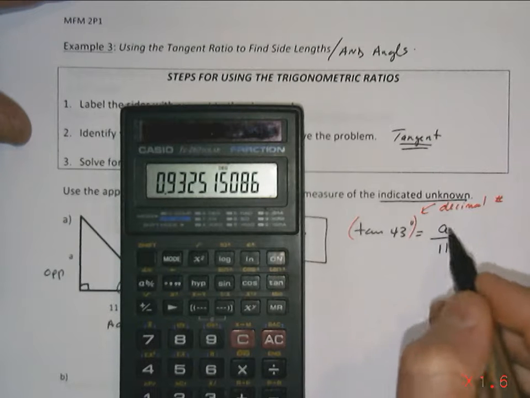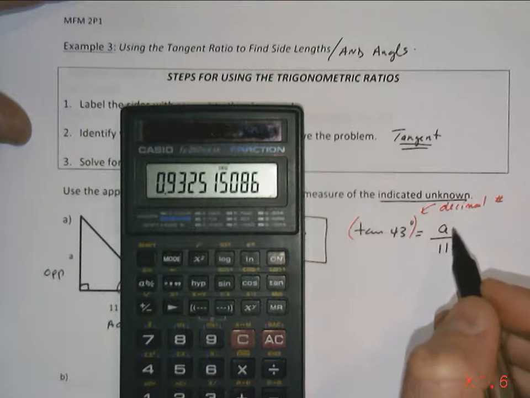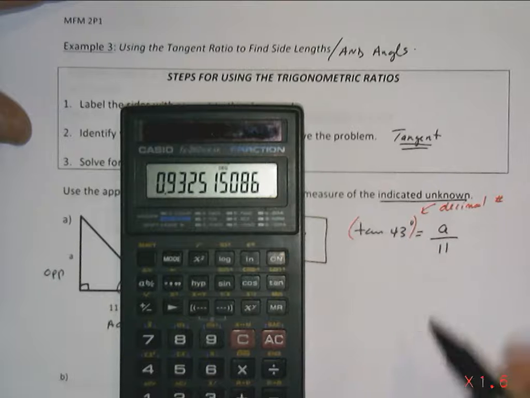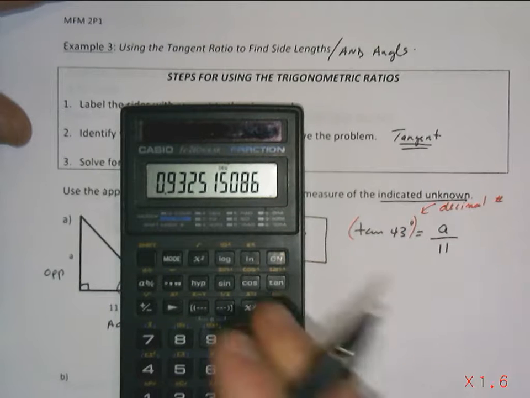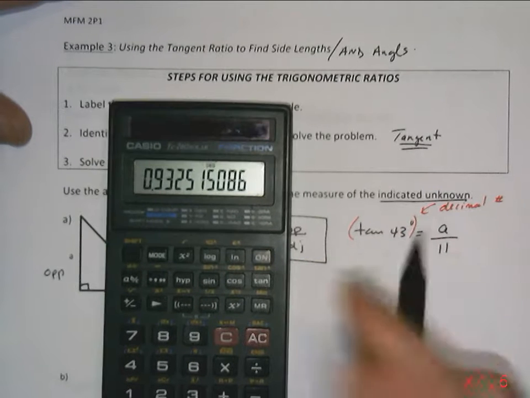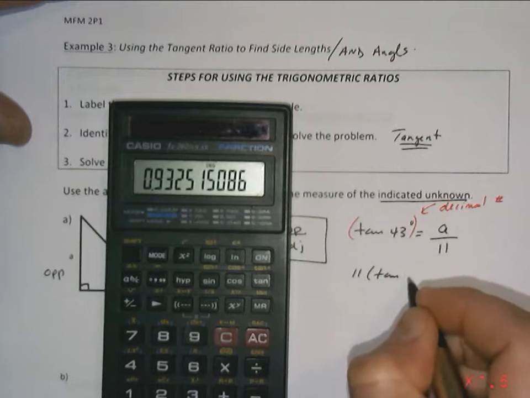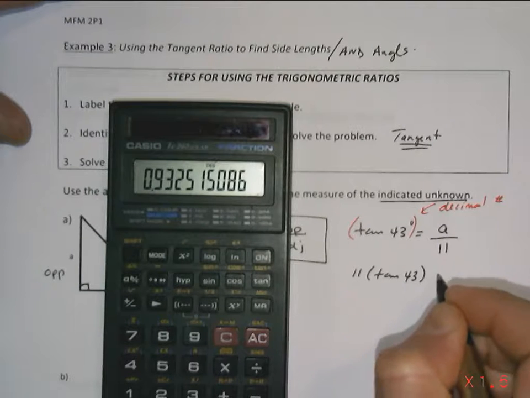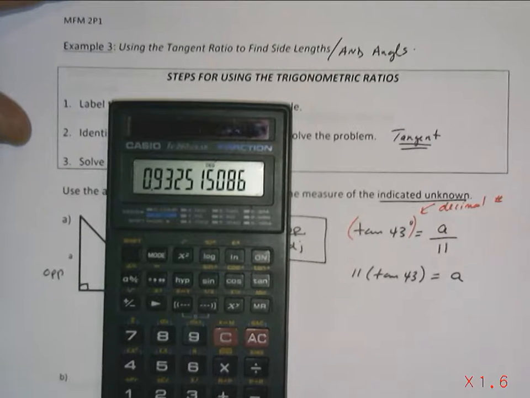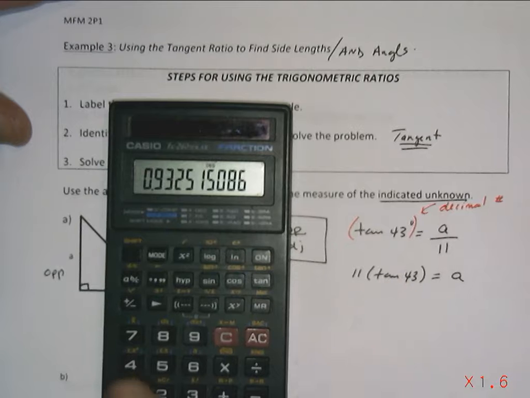Now, looking at it, A is what I want. That's the unknown, that's what I want to isolate. So A divided by 11. What's the 11 doing to the A? It's dividing. What's the opposite of dividing by 11? Multiplying. So we're going to multiply both sides by 11. That'll get me A by itself.